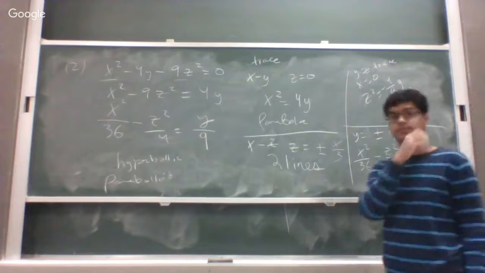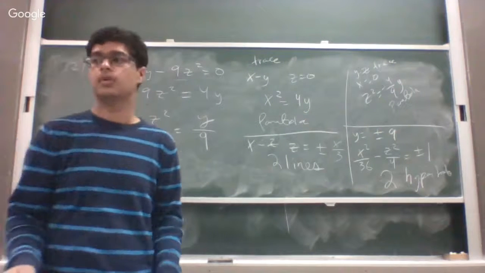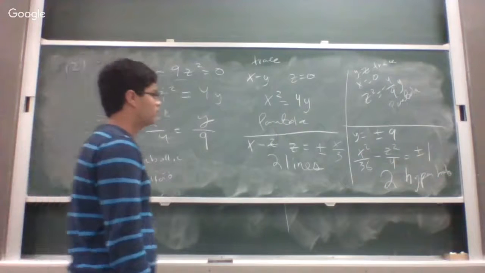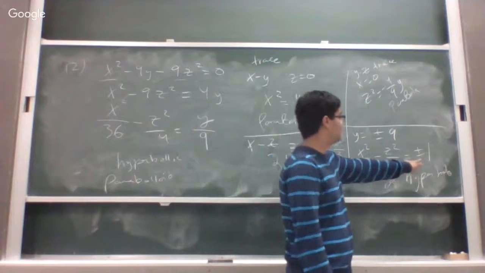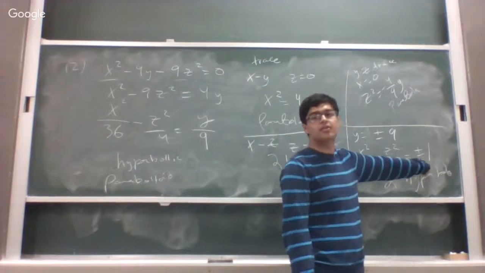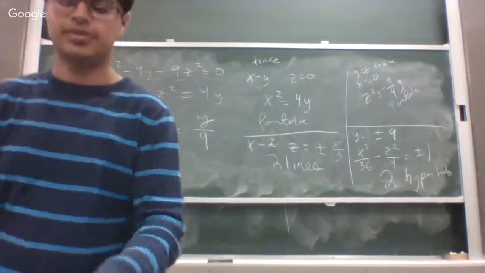So hyperbola, I thought it was already 2. What do you mean? I thought a hyperbola was 2 shapes. But then we have plus or minus of it, so we have 4 like these. Yeah. Okay. Just want to make sure. Yep, that's it.